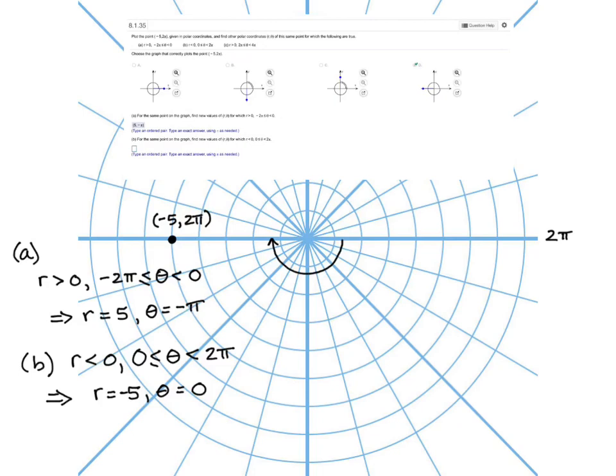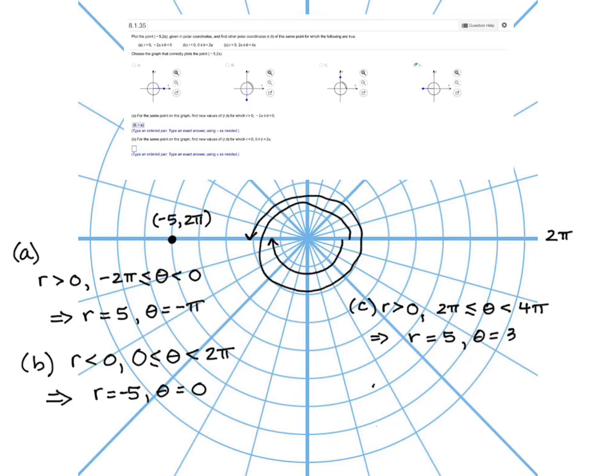Now in the next one, we have that r is greater than 0 and theta is between 2 pi and 4 pi. So again, since r is positive, r has to be +5. And this means that we're going around 1 whole revolution and then another half revolution. So that makes the value of theta equal to 3 pi. And that's how you do that problem.